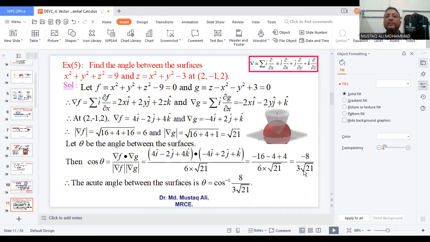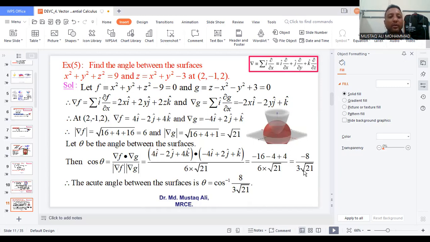So by using this del f, it is easy to find the angle between the surfaces, by using this normal vector. What is the normal vector here? Unit normal vector is gradient of the given surface. So by using this normal vector, you can find the required angle between the surfaces.